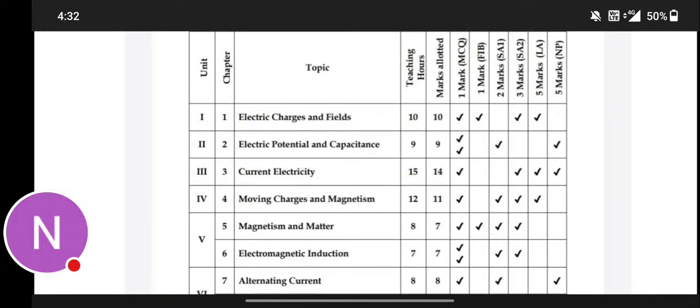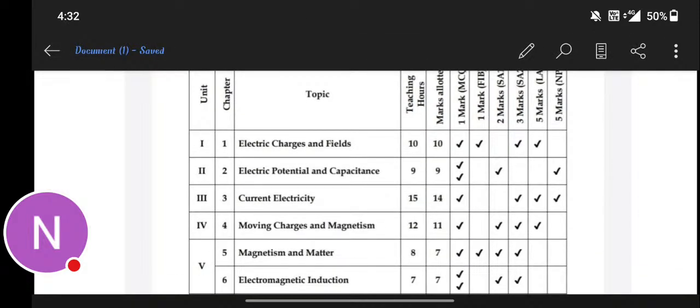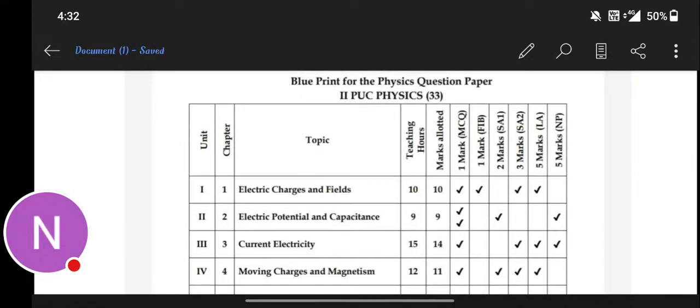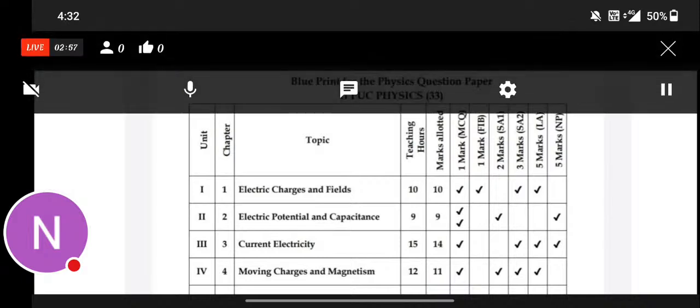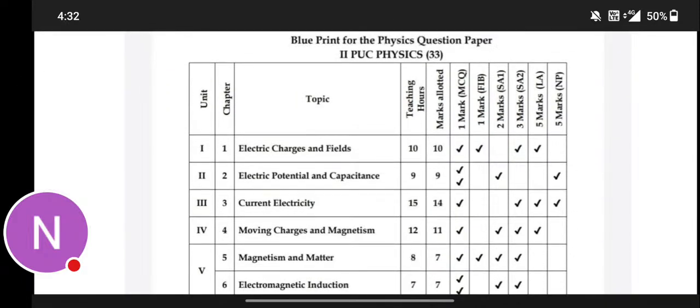Next chapter is Current Electricity. This is the highest, 14 marks you will get from this chapter if you read it. 1 question for 1 mark in the form of MCQ, 1 question for 3 marks, and 1 question for 5 marks. Totally 14 marks. This is the highest marks among all chapters in the whole physics.